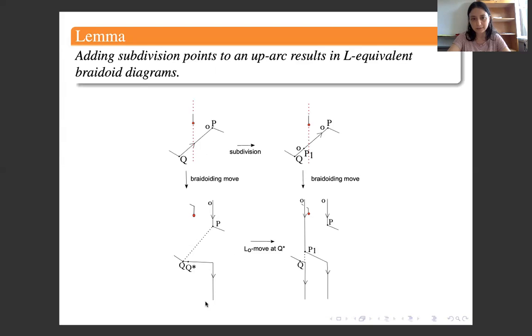So we see that from this picture to this picture, we have an over move that can be applied in a neighborhood of the point Q here. When we apply an L over move here, cut this strand and pull the resulting ends up and down, going over everything, I obtain this braidoid strand here. So we see that the subdivision is transformed as an L move under the braidoiding move.